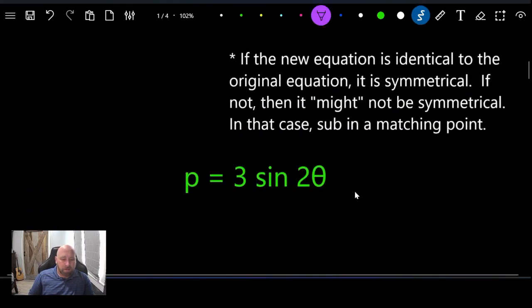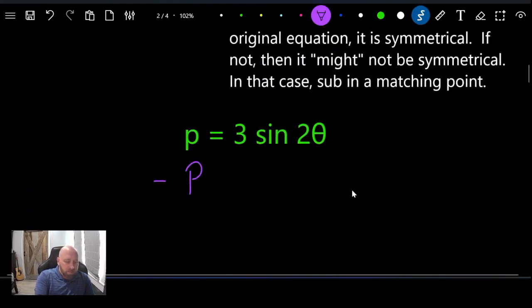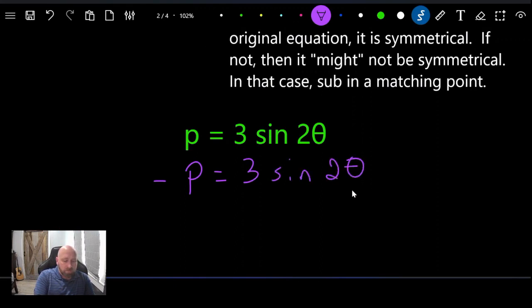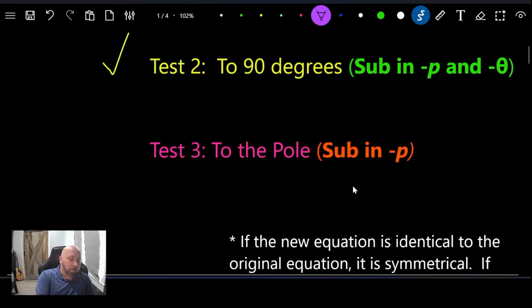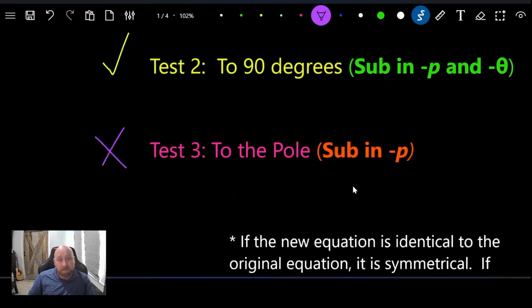All right, so let's go back down here, and we're just subbing in negative rho. This one's a really simple one. You should be able to see it immediately. It's not the same. We can't do anything else other than shift this over to the other side and say that rho equals negative 3 sine 2 theta. Those are not the same. We would come up here and say that that is not true.